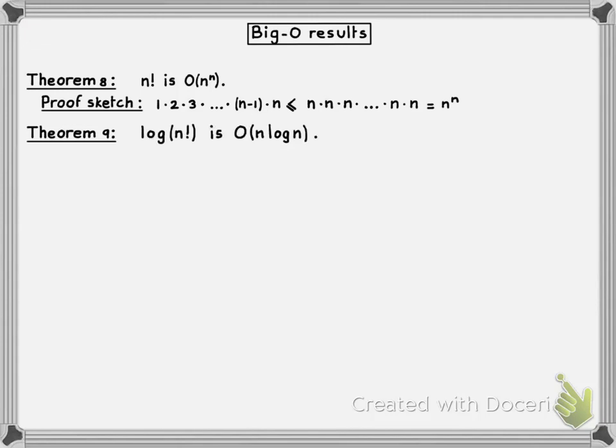Finally, Theorem 8 directly follows from the previous theorem. It says the logarithm of n factorial as a function of n is big O of n log n. So here is a proof sketch. This statement follows from the previous theorem, and now all we have to do is to take the logarithm base 2 of both sides of this inequality, and again, because the logarithm is a strictly increasing function, we can apply it to both sides of the inequality and keep the inequality to yield this result.